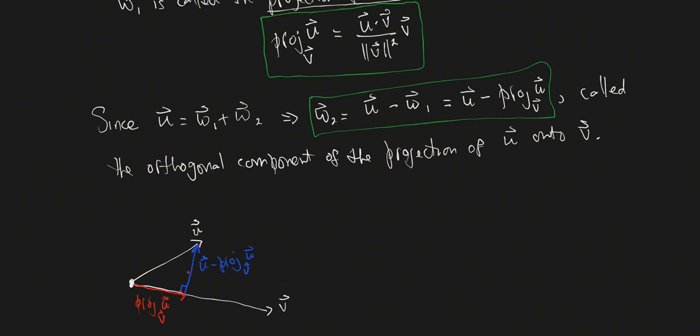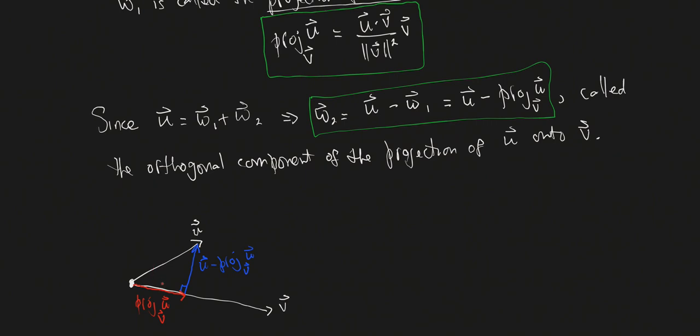Now, the vectors don't have to be oriented like this. We talked about all the different possibilities for the angle between two vectors. So this is what the picture looks like if the two vectors form an acute angle.